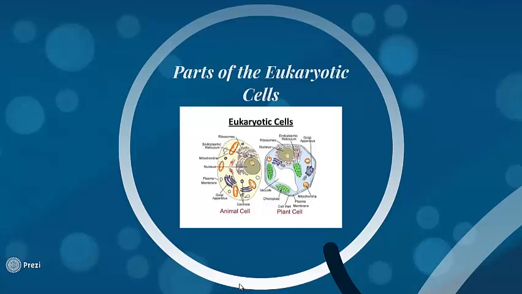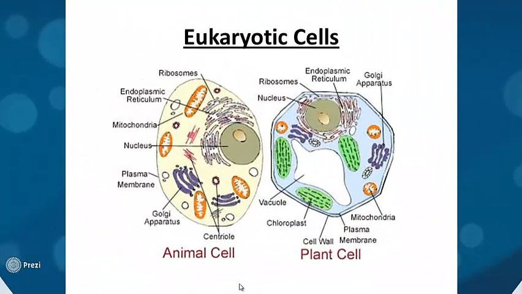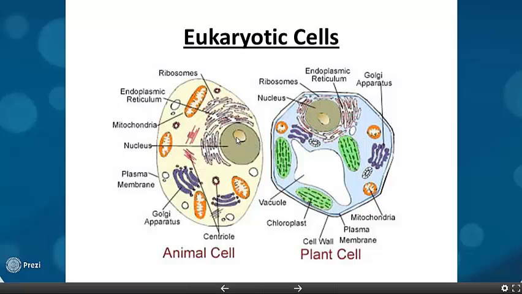Parts of the eukaryotic cell. The basic parts of the eukaryotic cell, both animal and plant cells, are the cellular membrane, nucleus, cytoplasm, and organelles.